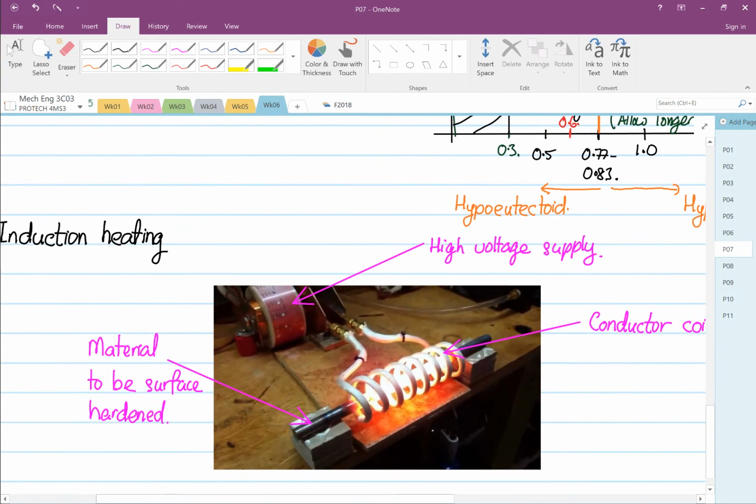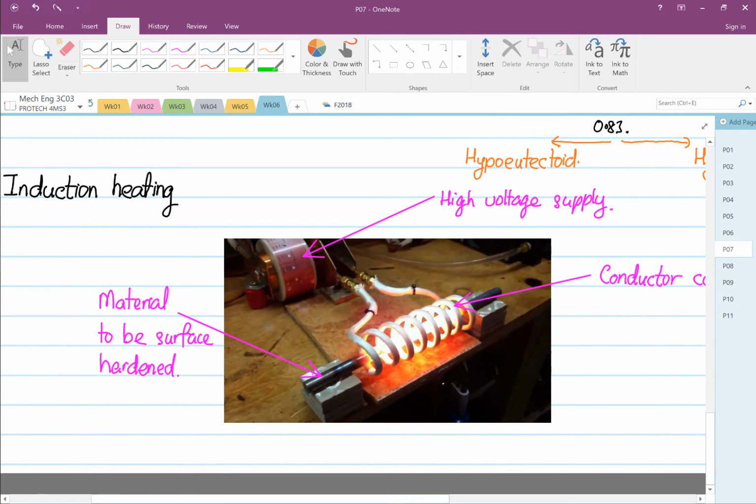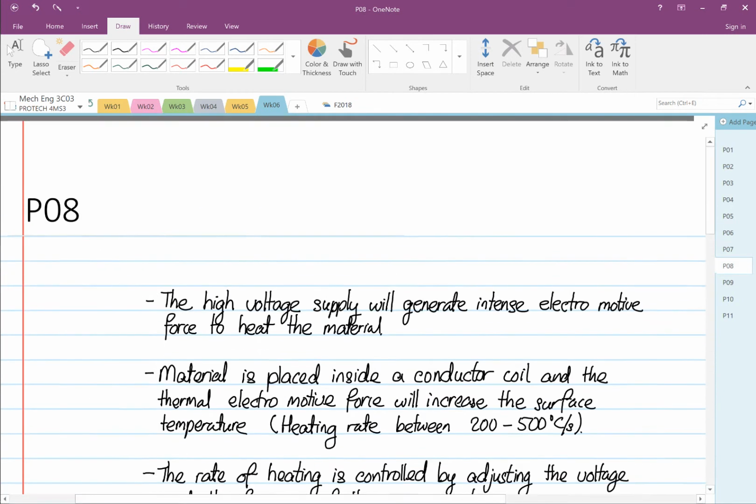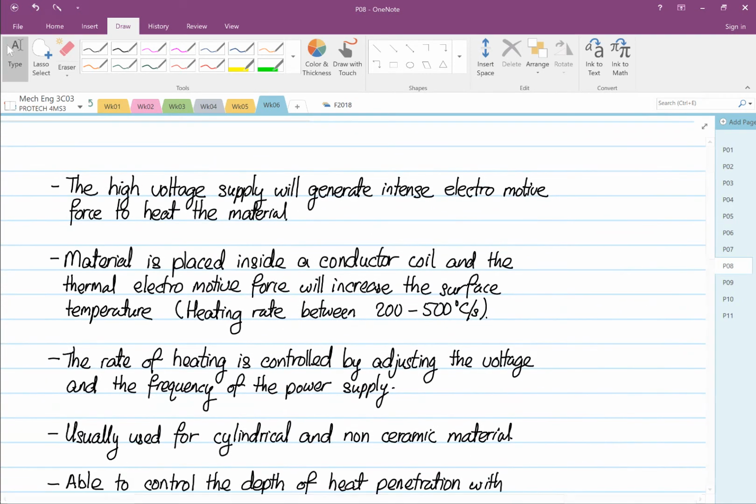The other one is induction heating. So how does induction heating work? You can YouTube this. You have a high voltage supply passing through a conductor coil, so you generate thermal EMF, and you can heat up the workpiece. In the center over here, this is your workpiece. This technique, known as induction heating, is generated by a high voltage supply, which generates intense EMF, electromotive force, to heat the material.